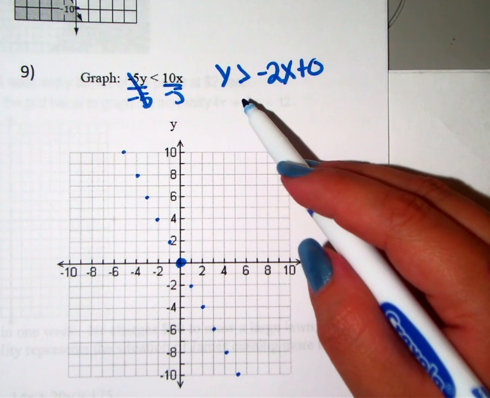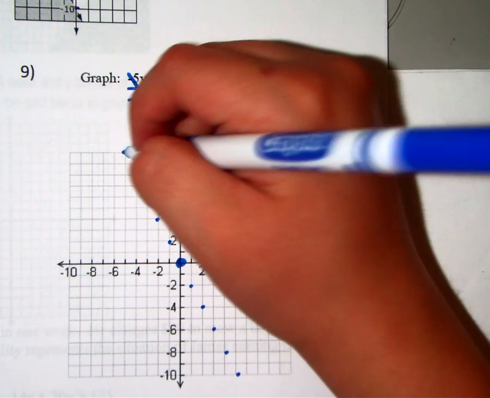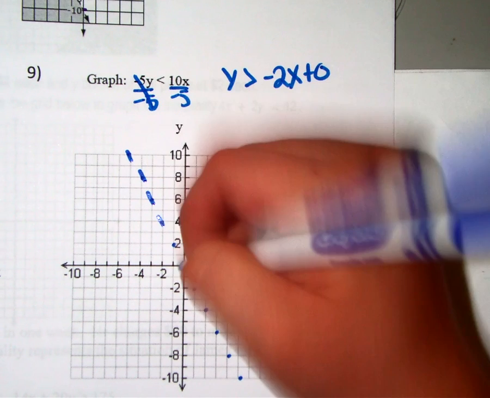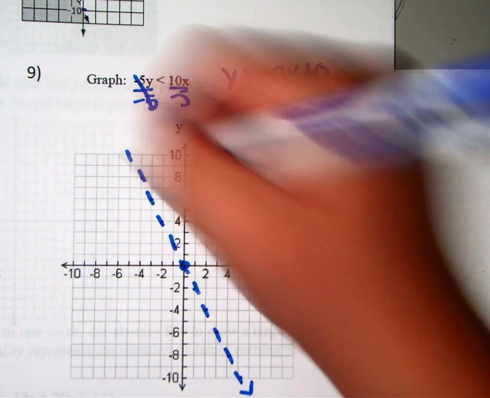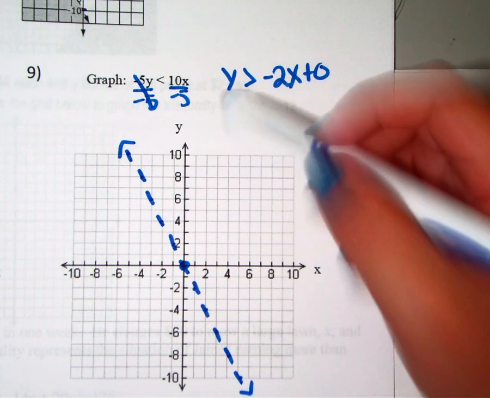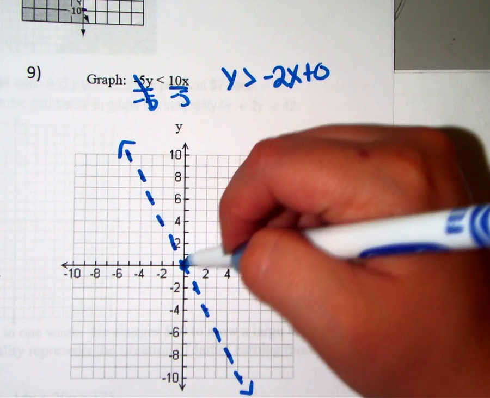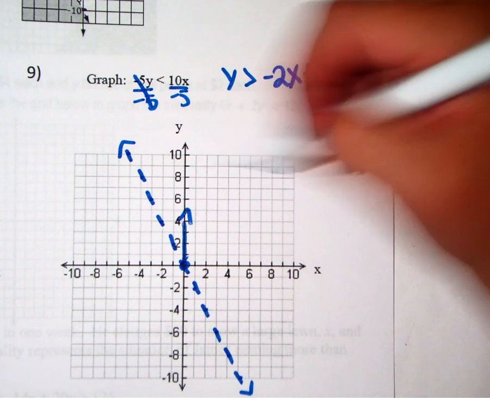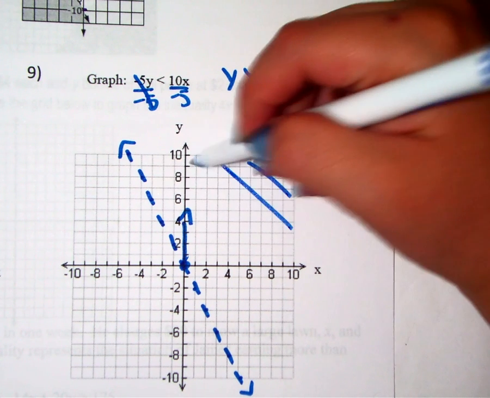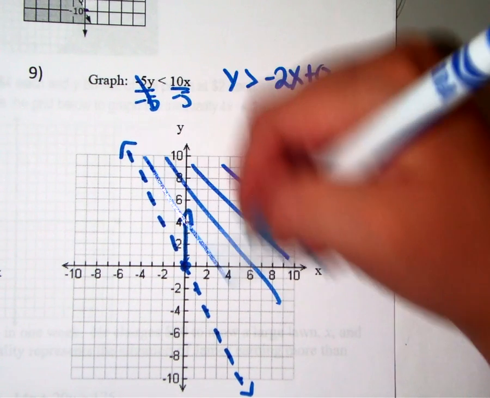Our inequality is not underlined, so it becomes dashed. We don't connect these dots. Our inequality is opening up towards the y. It's eating the y, so we want to shade above our y-intercept. So we go like that.